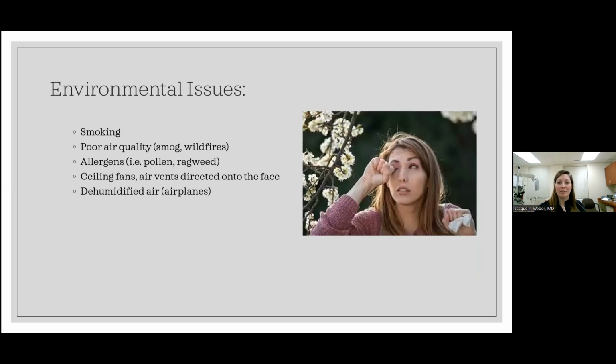There are a multitude of environmental issues, and I think this is probably what most patients think of when they think of having dry, irritated eyes. Commonly being in a smoky environment or an area with poor air quality, like smog or even after the wildfires, for example, having actual allergens and debris in the environment and the air that you're breathing in is also impacting the surface of the eyes. And so trying to limit how much of a poor air quality environment you're in when you're indoors can be really helpful at limiting your symptoms.